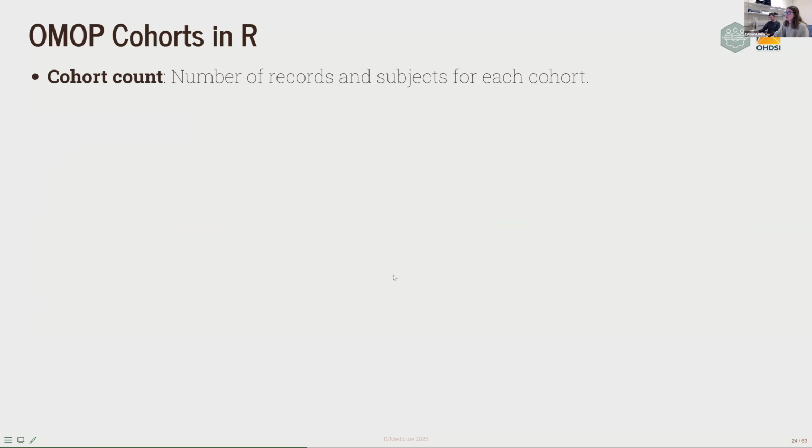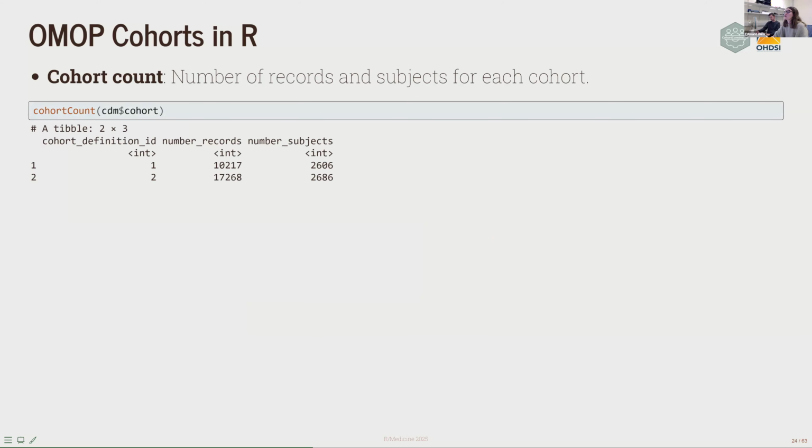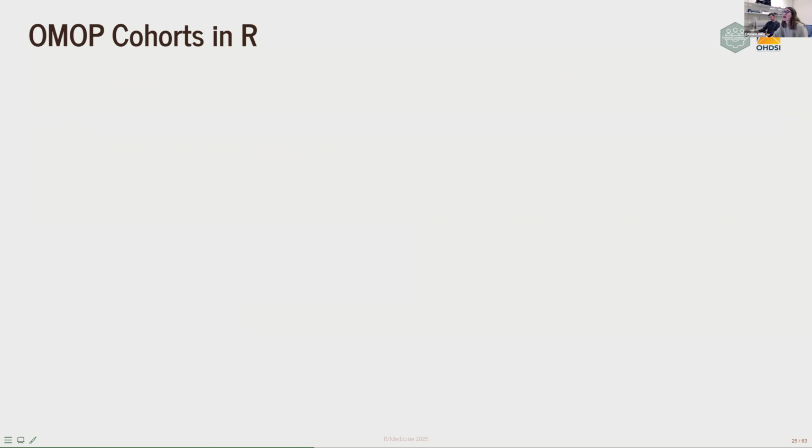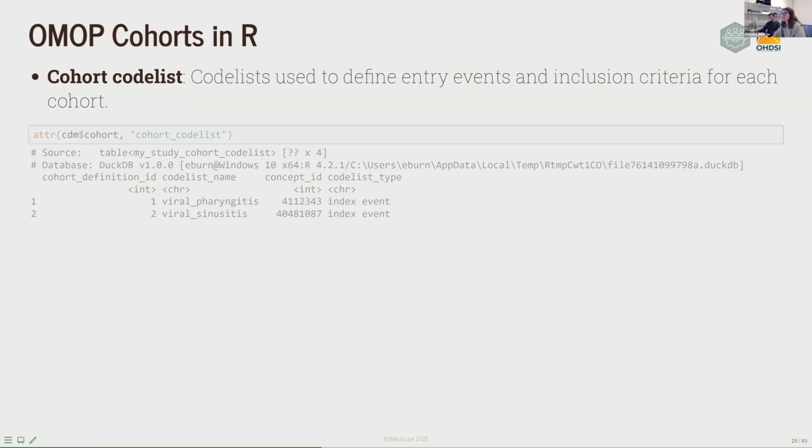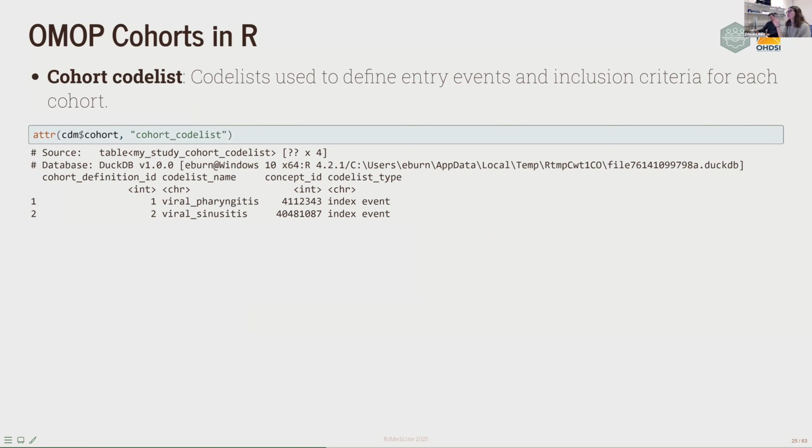Another attribute is the cohort count, which basically tells you how many records and subjects are in each of the cohorts. And finally, we have the cohort code list, which tells you which were the concept IDs that were used to create each of the cohorts. And in this case, the code list for each cohort contains only one concept.